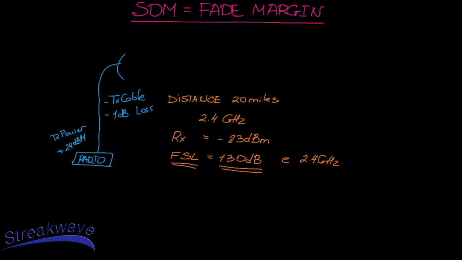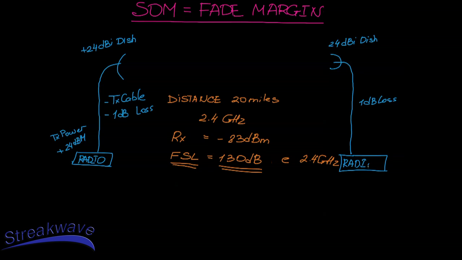Okay. And then out of this antenna, we've decided to use a 24 dBi dish antenna. Okay, that's a plus 24 dBi. And on the opposite side, we're also going to be using a 24 dBi dish. And coming down that cable, we'll also incur a 1 dB loss again, and back into the receive radio. Now, it's at this point that we are trying to determine what our receive signal is.